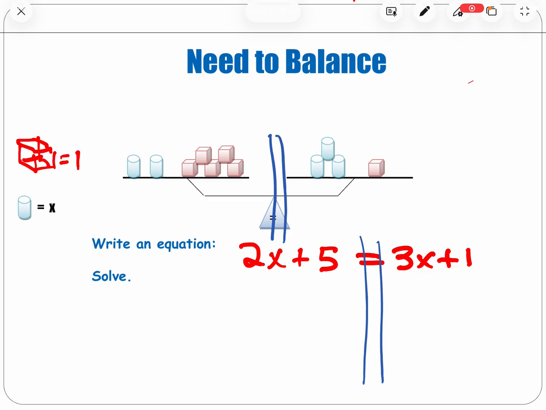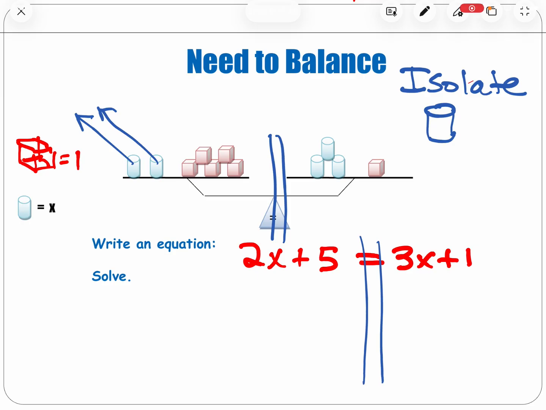I'm not a big stickler on draw the wall, but I do think the wall helps when you get to variables on both sides. So if our goal is to isolate the barrel, in this case the variable, I want to try to get one barrel all by itself on one tray and nothing else. Does everybody agree that I could kick this barrel and this barrel off, and that would get no barrels on the left? Now, if I did that, what would happen to this balancing point?